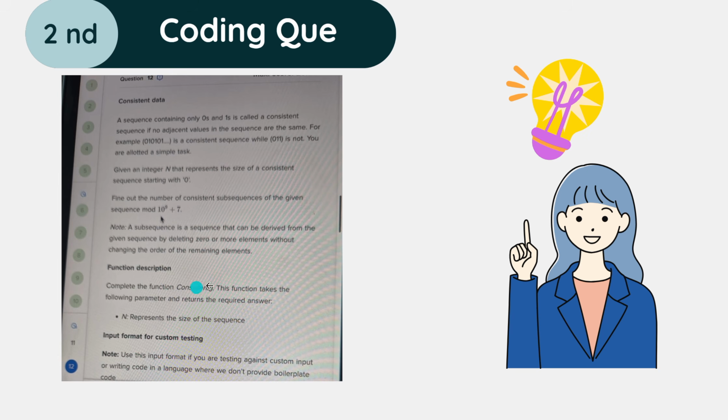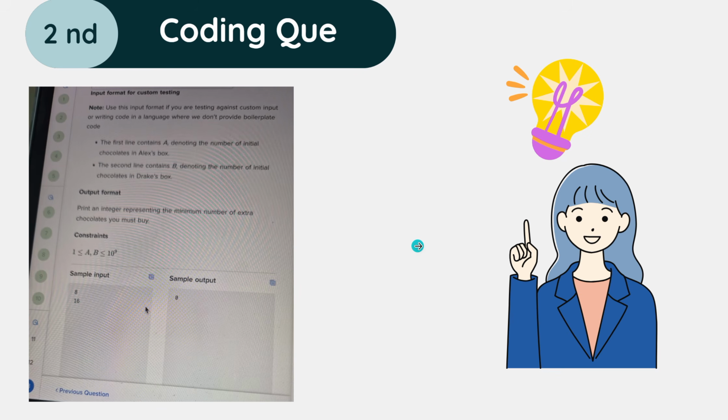Function description. Now you are going to get a coding part. I am going to show you how the coding part will be. There you are going to get a function called consistent. This function takes the following parameters and returns the required answer. It represents the size of the sequence.